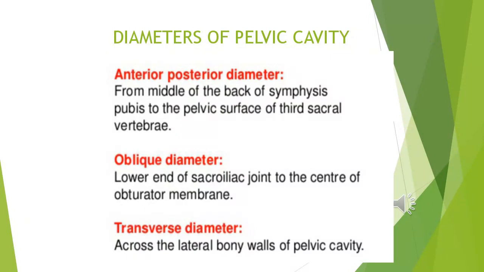Again, regarding the pelvic cavity, the anteroposterior diameter is from the middle of the back of the pubic symphysis to the pelvic surface of the third sacral vertebra. The oblique diameter is from the lower end of the sacroiliac joint of one side to the center of the obturator membrane on the other side, and the transverse diameter is across the lateral bony walls of the pelvic cavity.